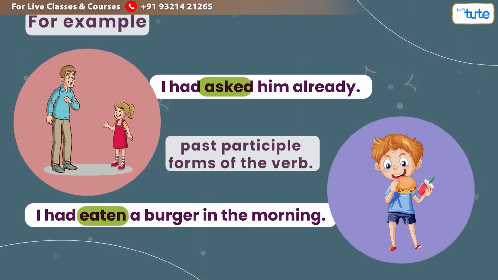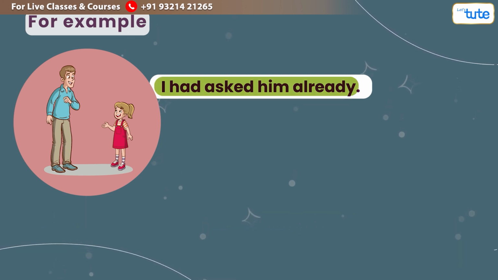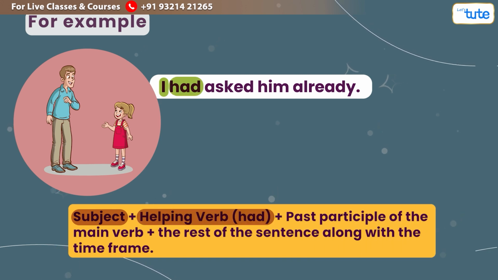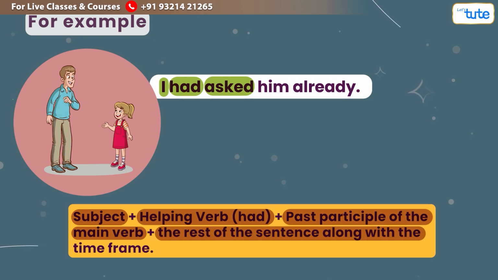The sentence structure of past perfect tense is I had asked him already. Subject, helping verb had, past participle of the main verb plus the rest of the sentence along with the time frame.